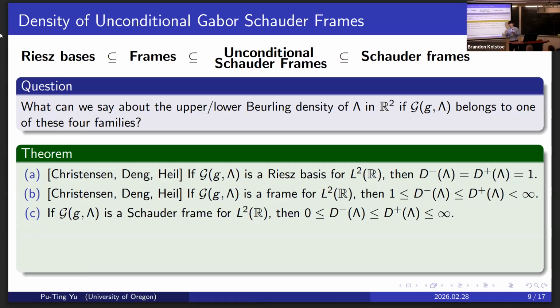I think so, because you can add whatever points you like, and you just set the coefficient functional to be zero, so it doesn't matter. It doesn't change the reconstruction formula. You get a point? Okay. Sorry? I mean the upper Beurling density part.